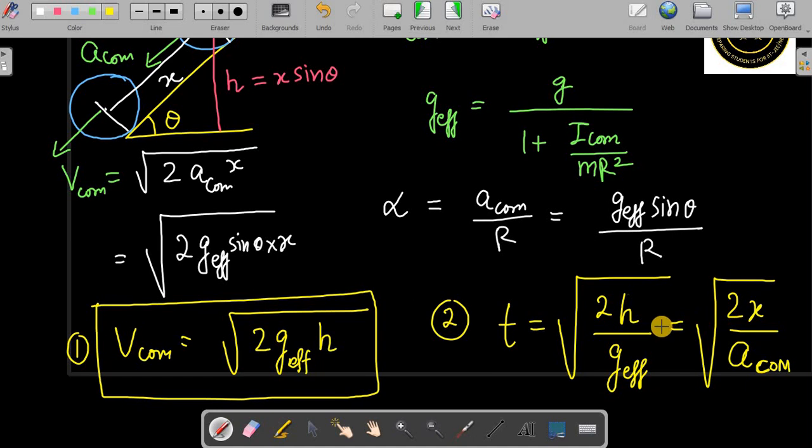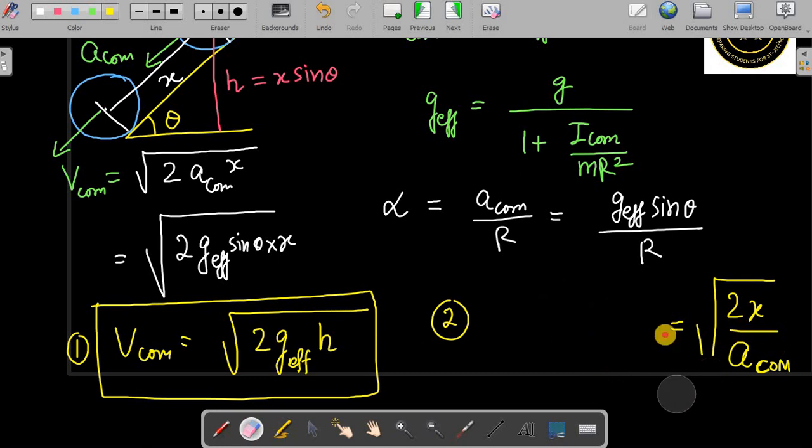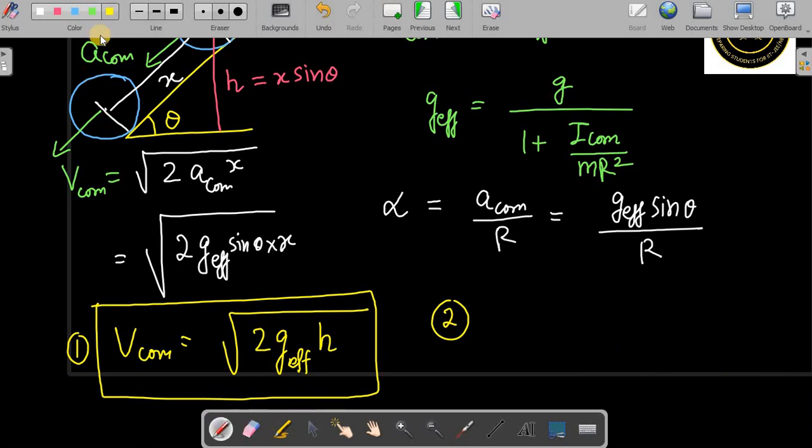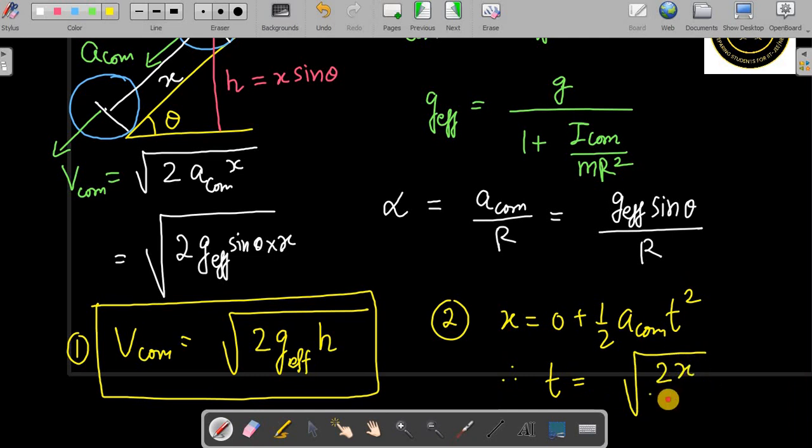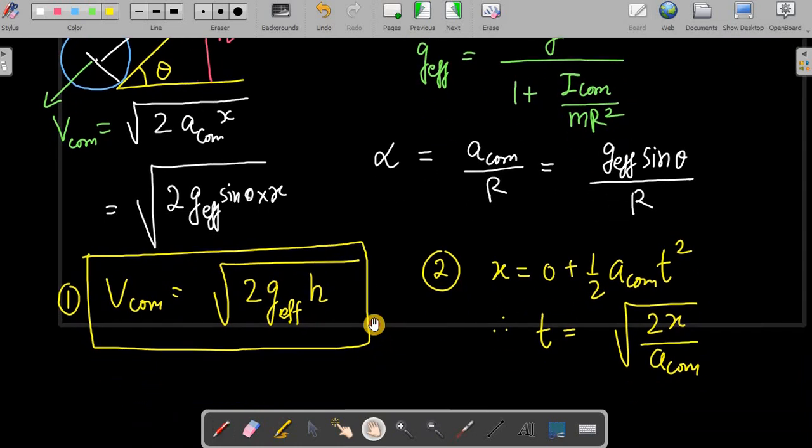So you will be able to write this h by sine theta, that will be correct. Or if you want, you can try to derive it. It's not very difficult. You can take x is ut plus half at square. So x is equal to u t, u is 0, plus half acceleration of center of mass into t square. So time will be root under 2x by acceleration of center of mass. Correct. This will be the time formula.